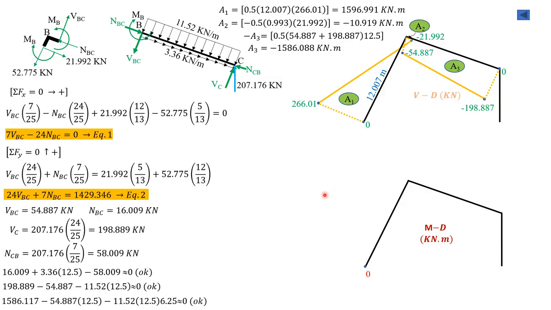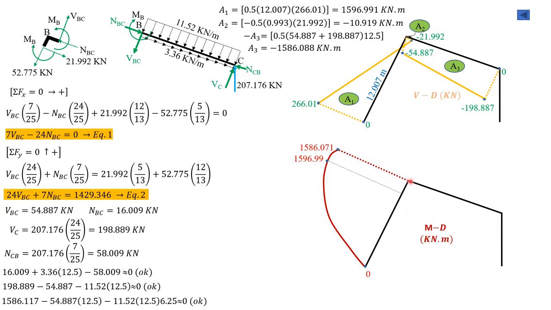So that's acceptable. From 0, we have positive decreasing slope. So maximum moment is area 1, 1596.991. Then plus area 2, which is negative 10.919. So 1596.99 minus 10.919 is 1586.071, which is supposedly the moment at B, 1586.12. But again, we tolerate a very small discrepancy.